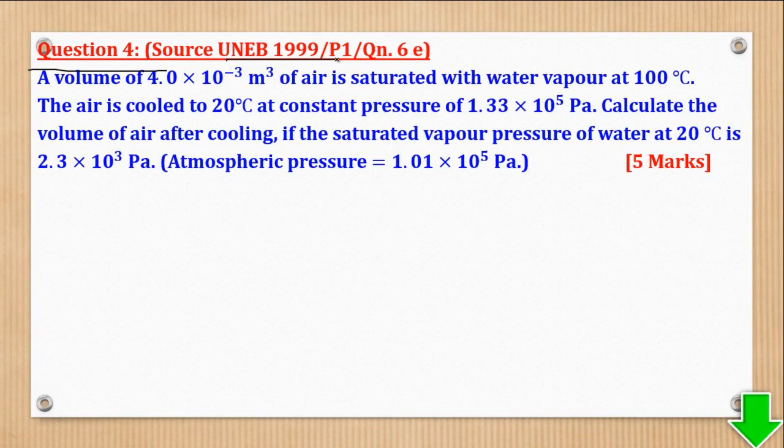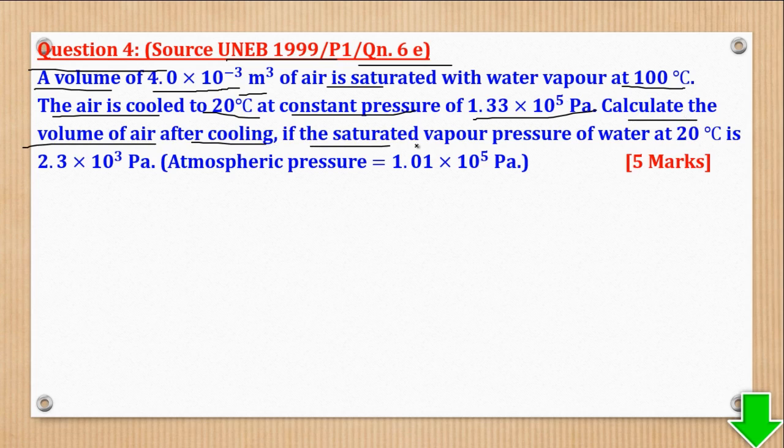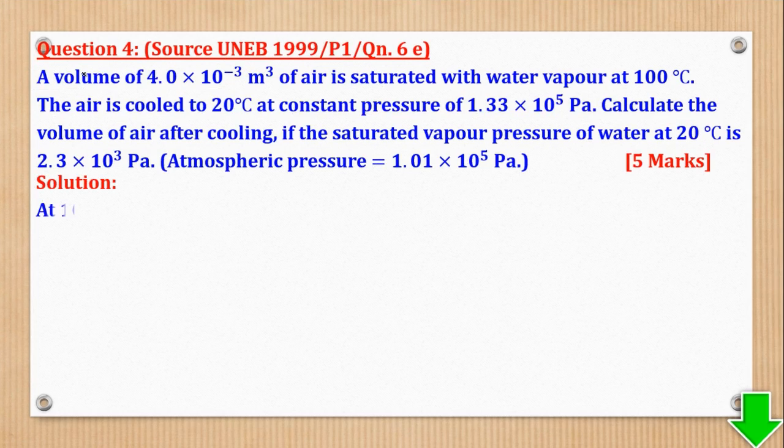Question 4 came from U.A.C.E of 1999, paper 1, question 6E, and says a volume of 4(-3) meters cubed of air is saturated with water vapor at 100 degrees Celsius. The air is cooled to 20 degrees Celsius at constant pressure of this. Calculate the volume of air after cooling if the saturated vapor pressure of water at 20 degrees Celsius is this. Atmospheric pressure is that. So we shall come and interpret the question first.